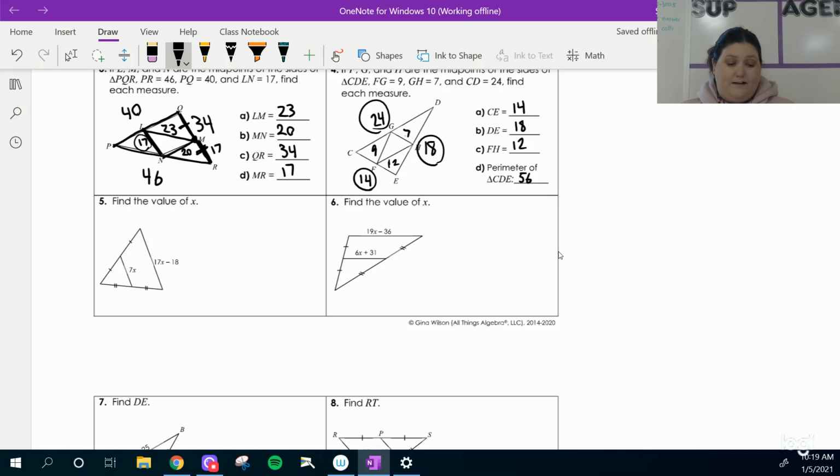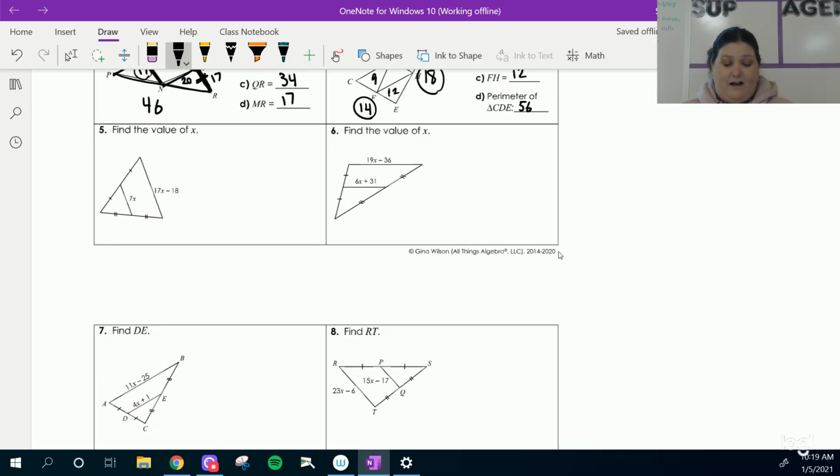Next section is on finding the values of variables. So this is going to take some algebra. On this one, they want us to find the value of x. Now remember, your midsegment is half the third side, so 2 times the midsegment gives the third side. So we're going to do 2 times 7x is equal to the bottom, 17x minus 18. So 2 times 7x is 14x.